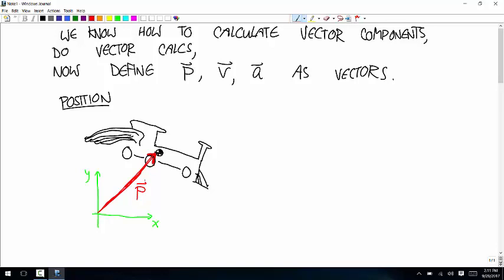And if you think of this vector as having a length L and an angle theta, then the position vector is equal to L times the cosine of that angle theta, L times the sine of that angle theta.